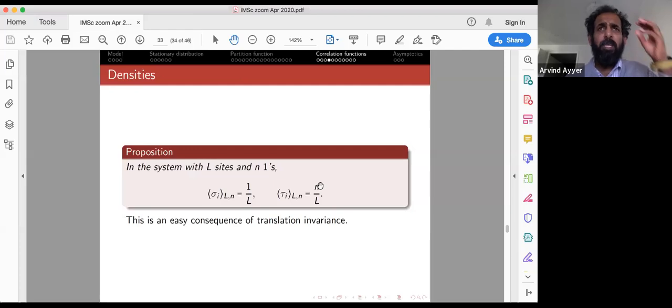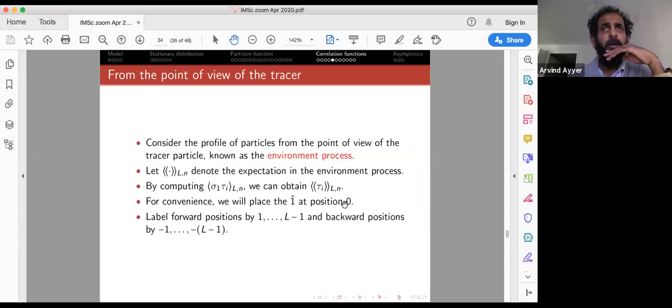Okay. So, densities. The density of a particle at site i is just the probability of having a particle at that site. Because the system is translation invariant, the probability of having a tracer at any given site is equally likely, and so it's 1 by L. Similarly, for the ordinary particles, it's n by L. So from translation invariance, you get it for free. But what we are interested in is looking at things from the point of view of the tracer.